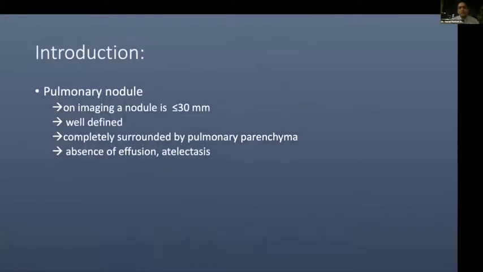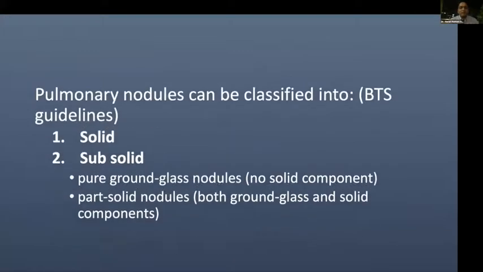So basically, what is a nodule? A nodule basically is something we see on the CT scan, and it has to be under 3 millimeters in diameter. It should be well defined, and a nodule must be completely surrounded by lung parenchyma to actually define it as a nodule. And of course, there has to be absence of effusion and atelectasis. So anything more than 3 millimeters in size is considered a pulmonary mass, and we're not going to talk about that today.